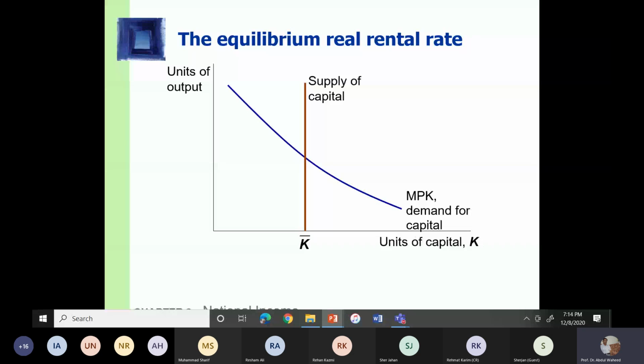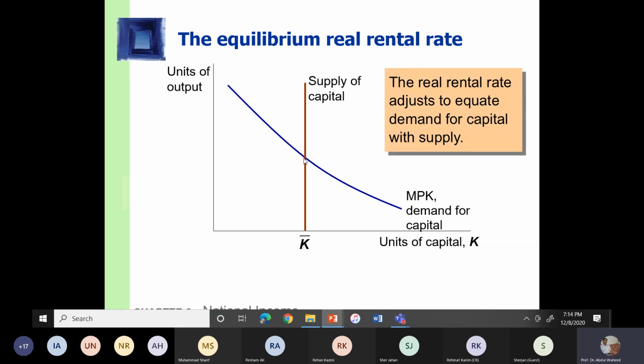Now, this is the equilibrium in the capital market. So we have the use of capital here, and here we have units of output. And the supply of capital is fixed, which is vertical. And demand for capital is the marginal product of capital curve. And at this point, we have equilibrium. Okay, so this is the equilibrium real rental rate.